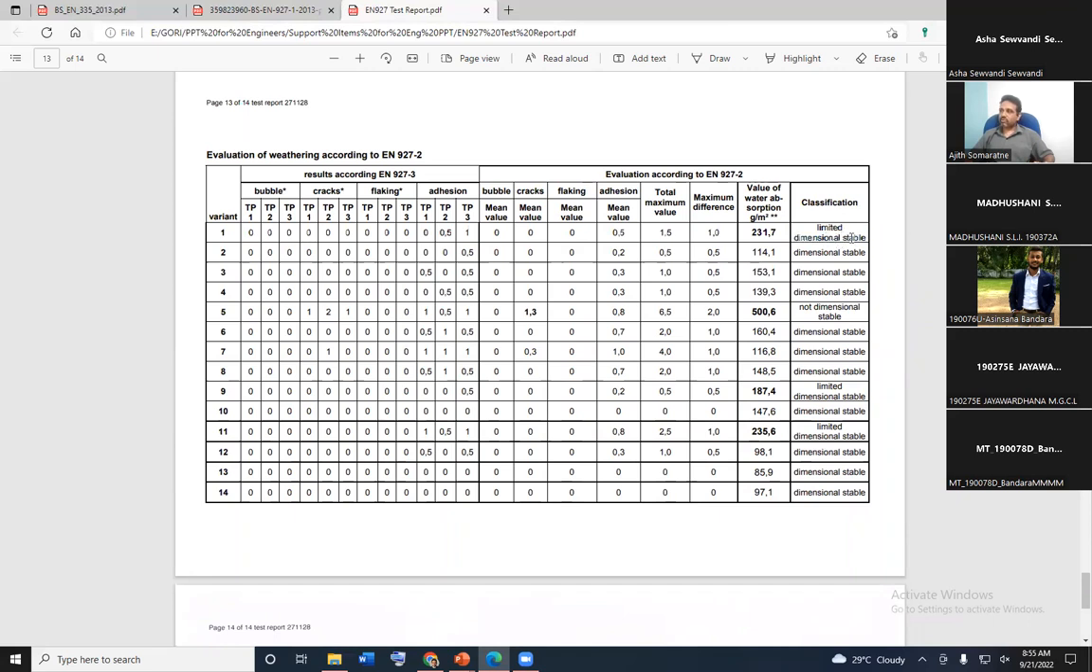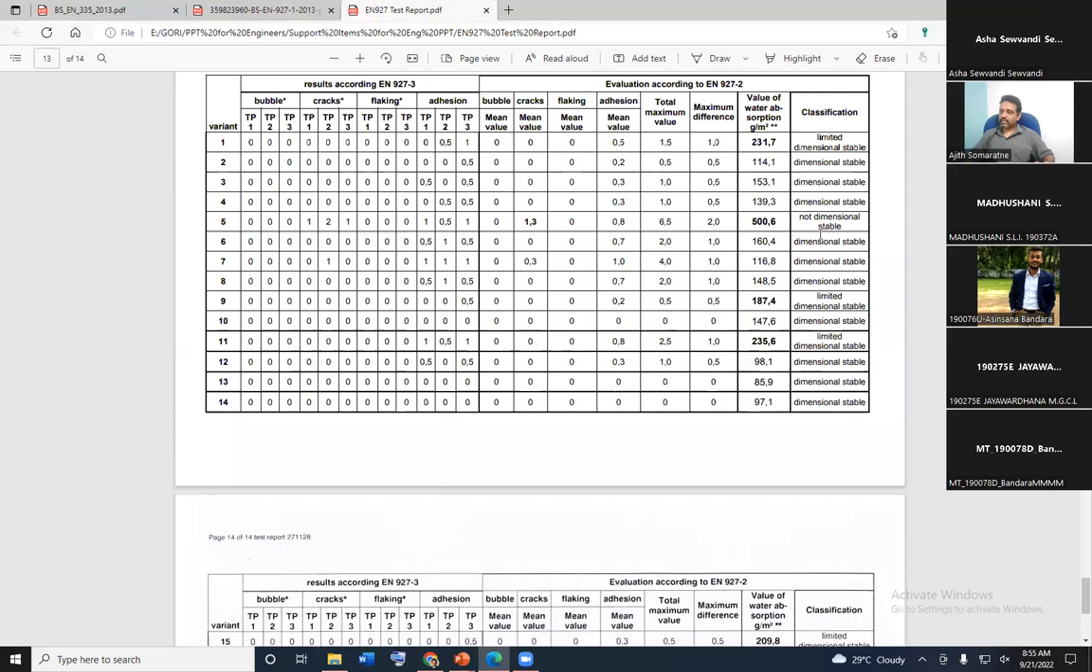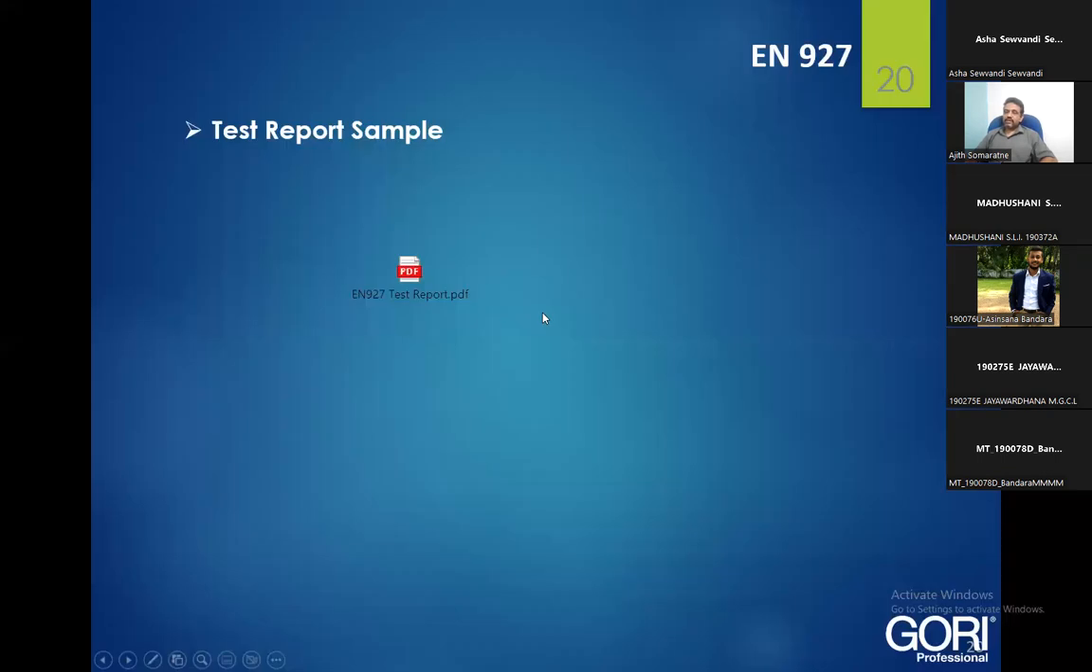Some are recommended for limited dimensional stable category, some dimensional stable category, some non-stable category. Likewise, if you consider a product to purchase for your application, for your site, then you can ask for the test report from the supplier and you can select according to these things, right? So this is EN927.